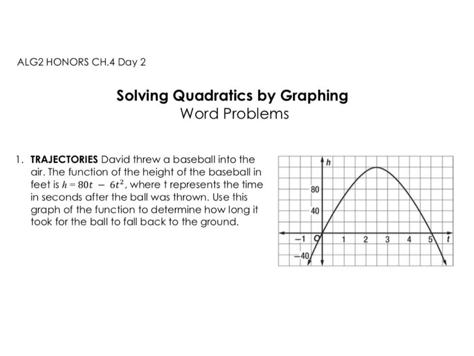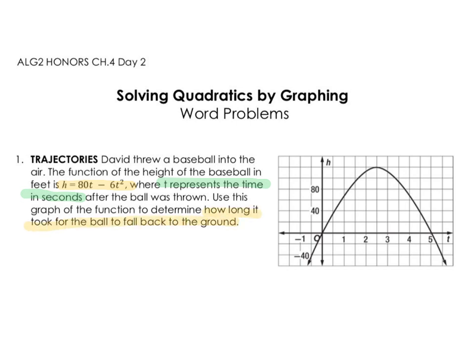So starting with number 1, trajectories. David threw a baseball into the air. The function of the height of the baseball in feet is this function right here, where t represents the time, that's key information, in seconds after the ball was thrown. Use this graph of the function to determine how long it took for the ball to fall back to the ground.